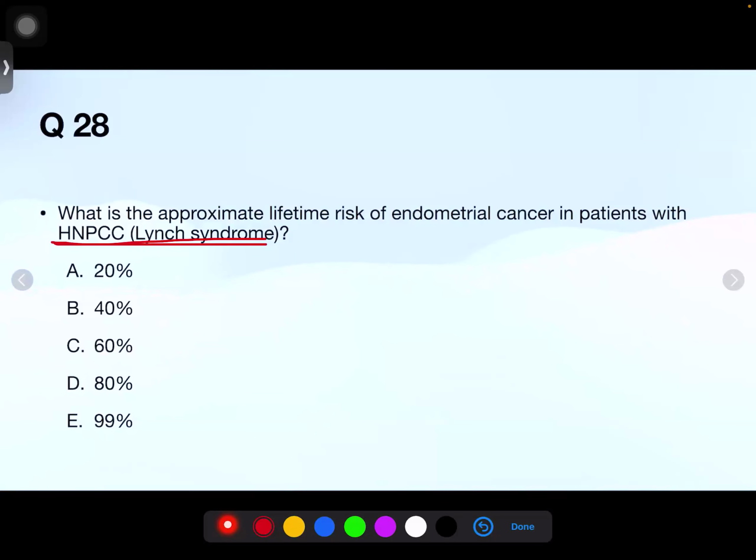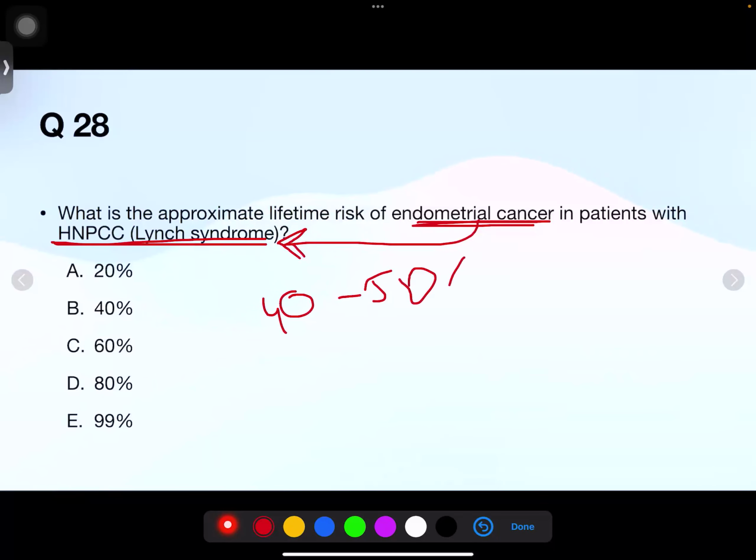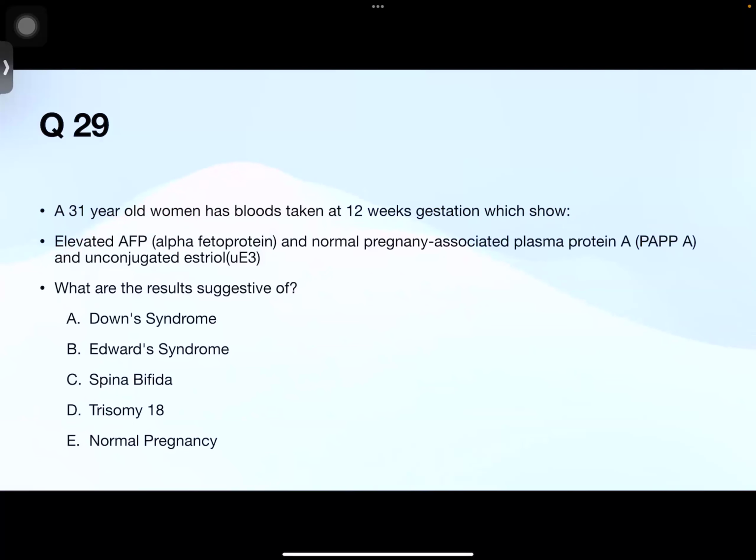Now again, there is another genetic disorder, and that is Lynch syndrome, which is hereditary non-polyposis colorectal cancer. What is the lifetime risk of endometrial cancer in these patients? 20, 40, 60, 80, 90? Endometrial cancer with HNPCC syndrome is very important and carries a very high risk. Basically, it is 40 to 50%. So that is 40%.